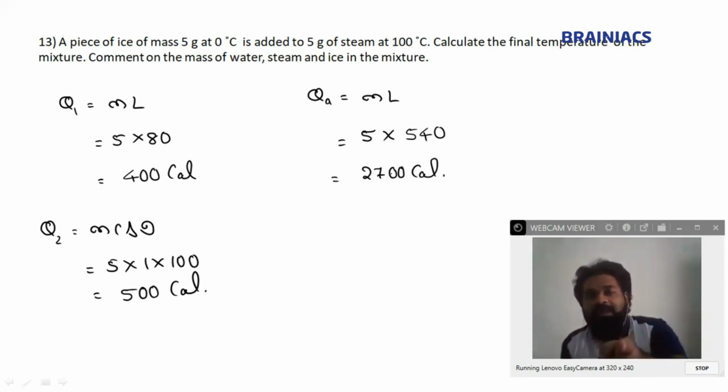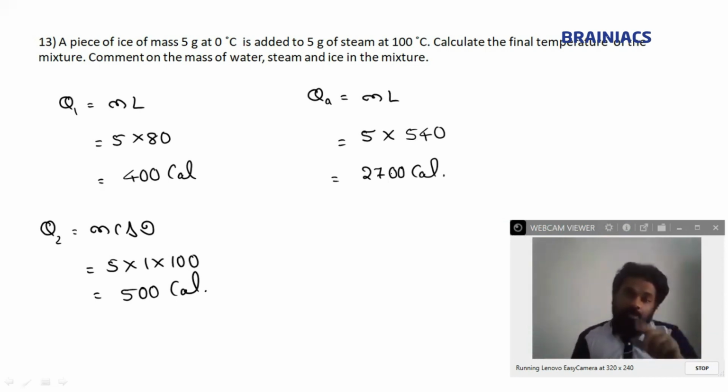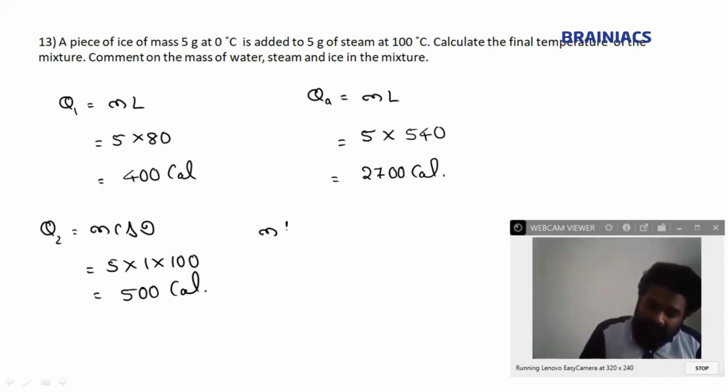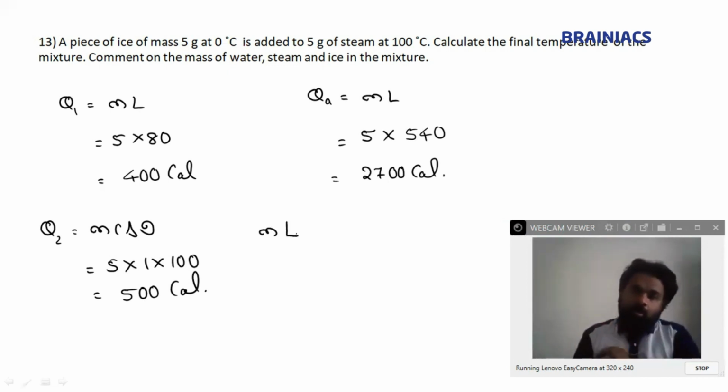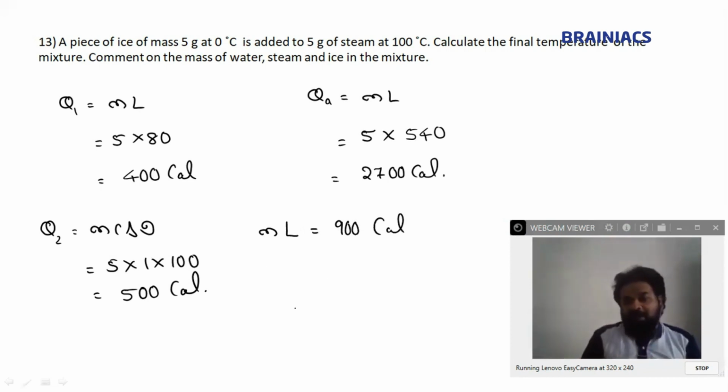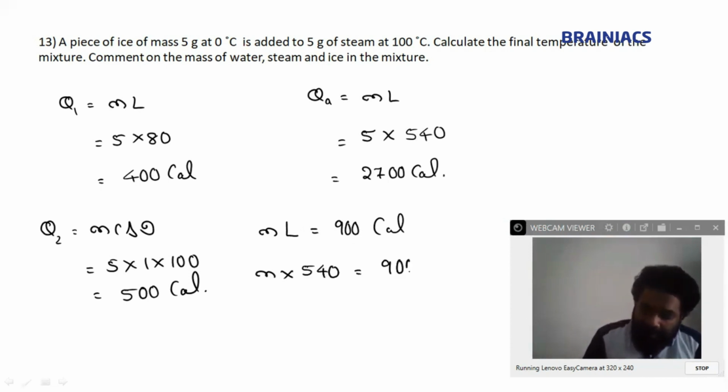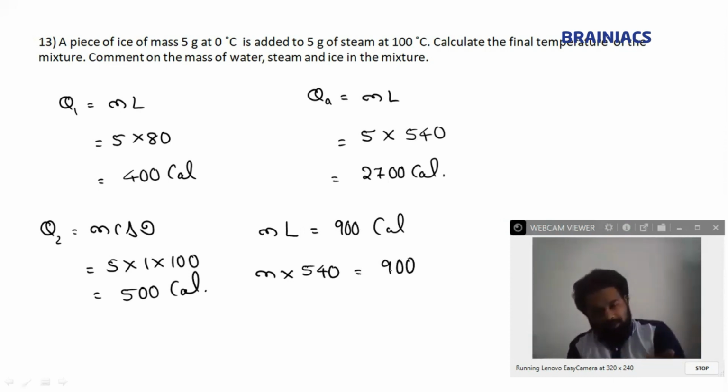So the full mass of steam is not required here to convert. How much mass of steam should be converted into water at 100 degrees Celsius? mL is equal to 900 calorie. Only that much mass is required. So mass into latent heat of vaporization or condensation, 540, is equal to 900. Only that much is required. 2700 is no one is here to take. They already reached where? Water at 100 degrees Celsius.